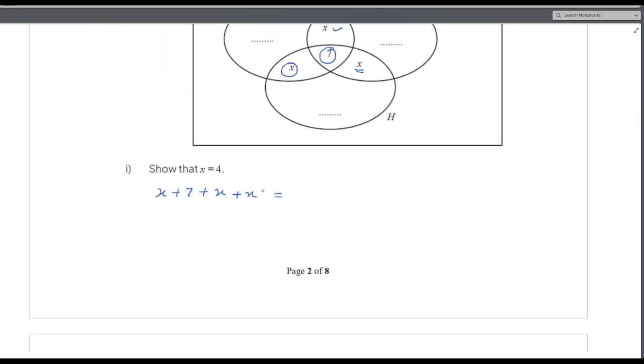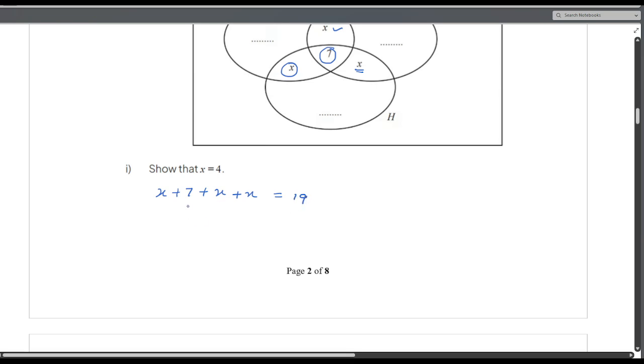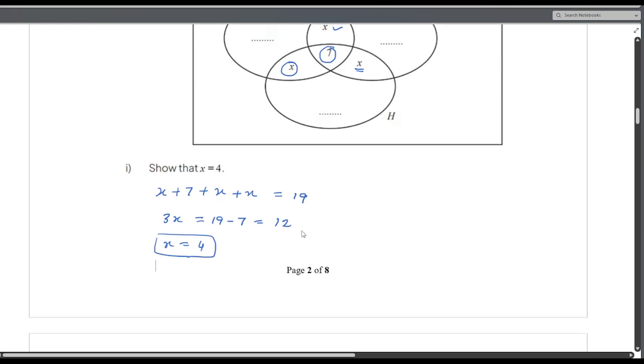So here the sum is equal to 19. That is 3x is equal to 19 minus 7. 19 minus 7 is 12, and therefore x is equal to 4. Okay, so I have to show that x is equal to 4. 3x is equal to 12 indicates x is equal to 4. Now complete the Venn diagram.